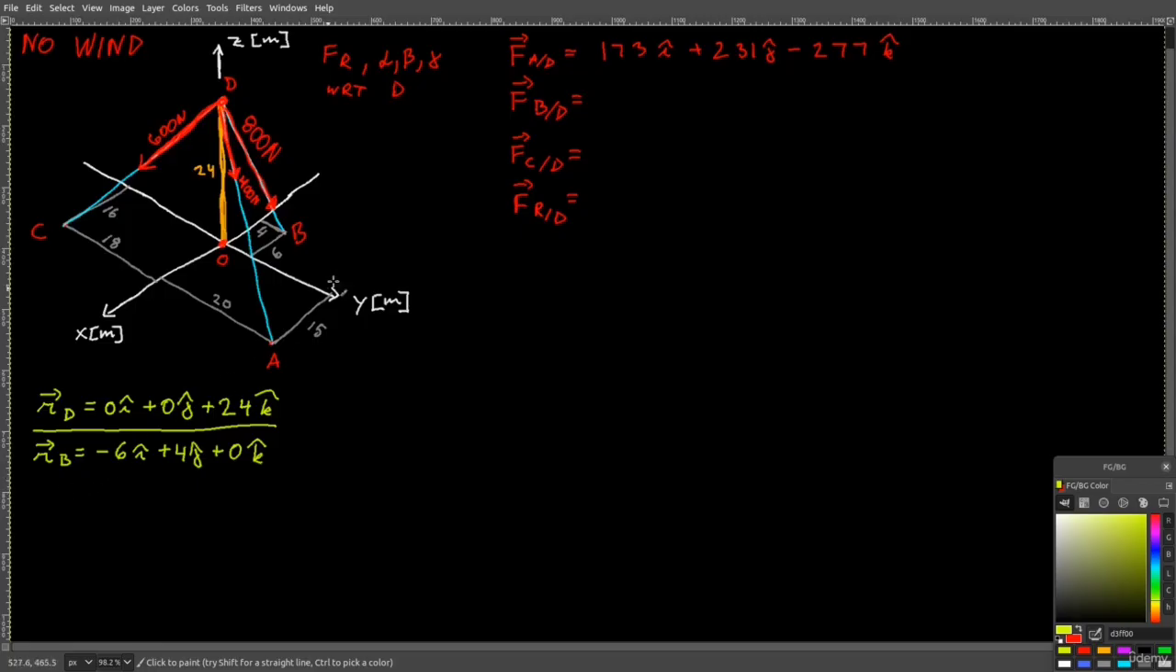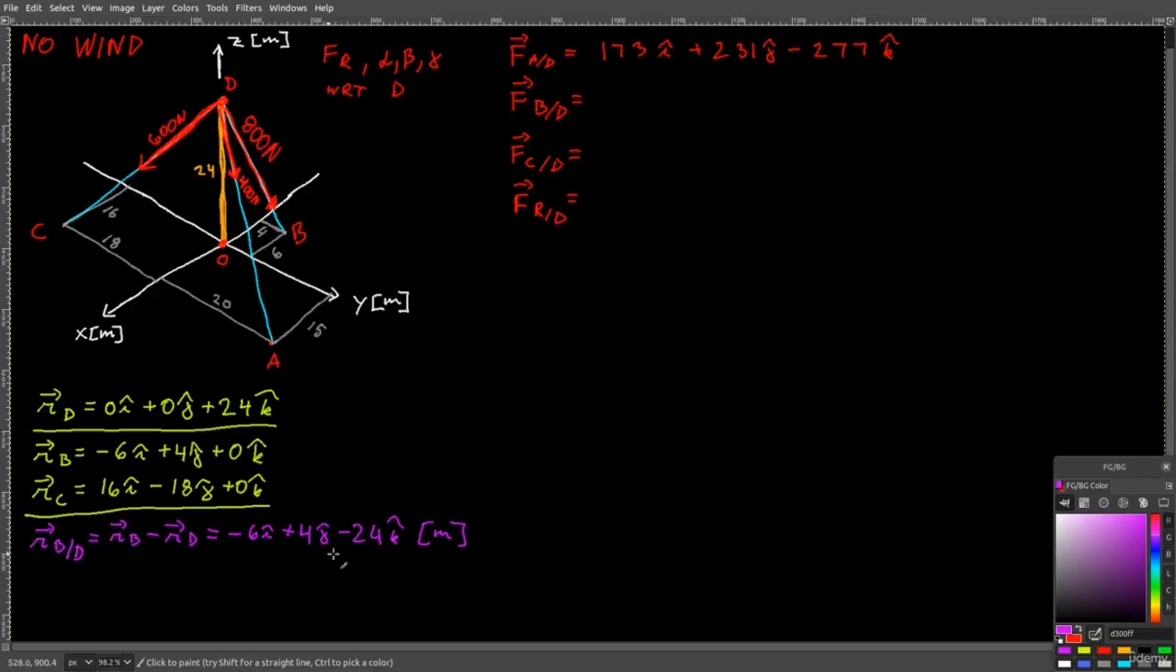And in fact, in order to later decompose this force vector C with respect to D, let me also obtain this position vector, RC, with respect to this origin. That's 16i minus 18j plus 0k. Then let me right away obtain the displacement vector, B with respect to D. That's RB minus RD. That's this one.